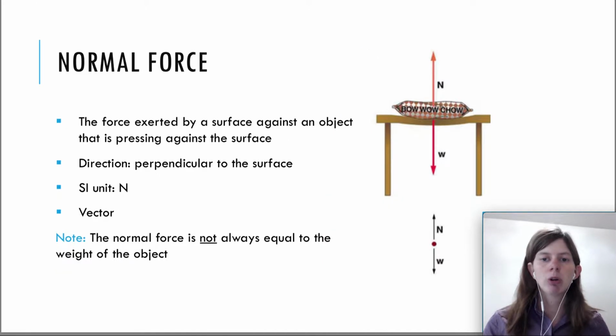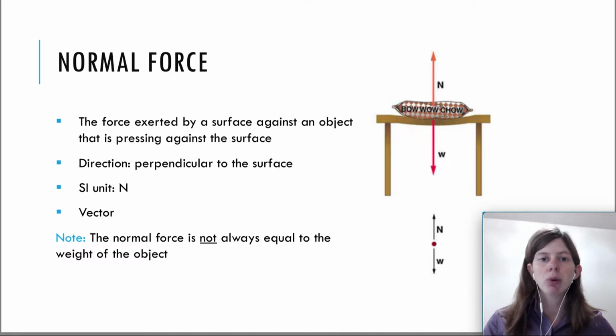Let's talk about one more force, the normal force, which is the force exerted by a surface against an object that is pressing against a surface. You can see in this picture there's a bag of dog food, and we have its weight going down, but we also have the normal force, which we use the letter N. And this normal force is due to the table pushing up on this bag of dog food.